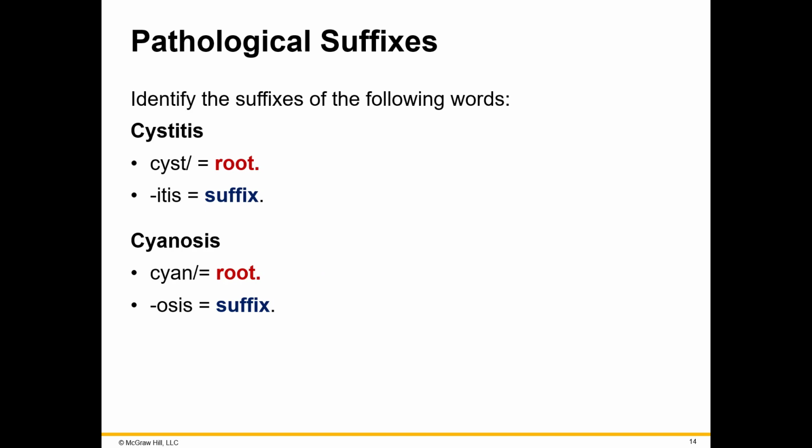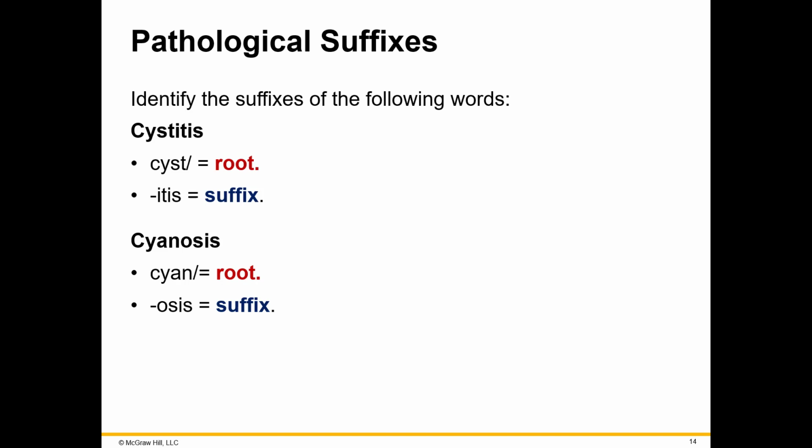In these two terms, cystitis and cyanosis, cystitis means inflammation of the urinary bladder. Cyst is the word root meaning bladder. Note, cyst can also mean a cyst or a sac. Itis is the suffix meaning inflammation. So we have the inflammation of the urinary bladder.